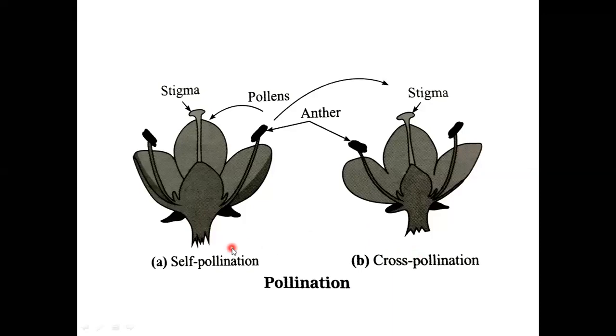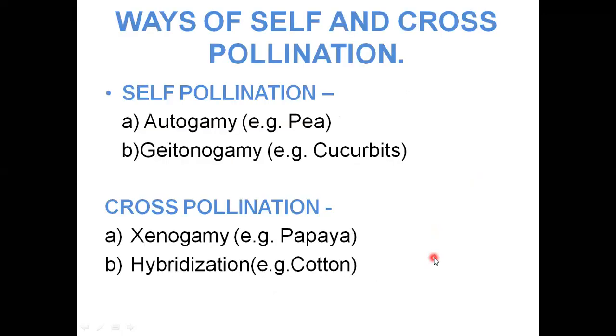So this is the detailed description of the difference between self-pollination and cross-pollination. Now this is the diagram of self-pollination and cross-pollination. Here in self-pollination, the pollen grains from the anther transfer onto the stigma of the same flower, and here the pollen grains from the anther of one flower land onto the stigma of another flower. This is known as cross-pollination.